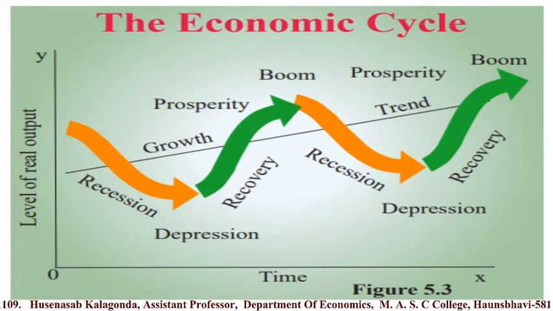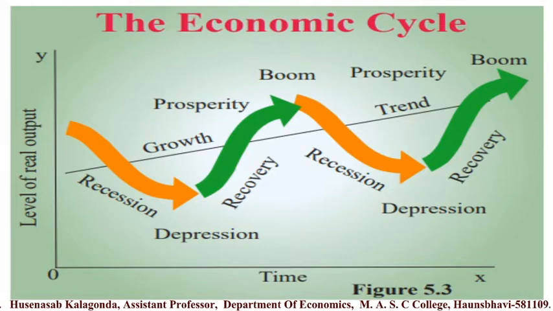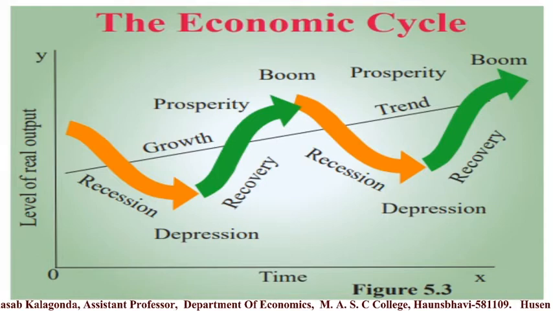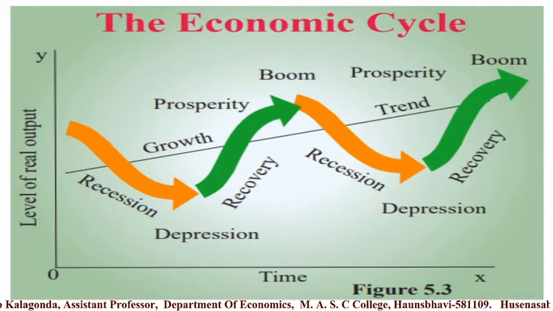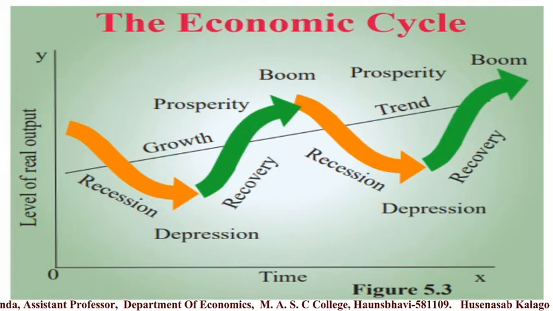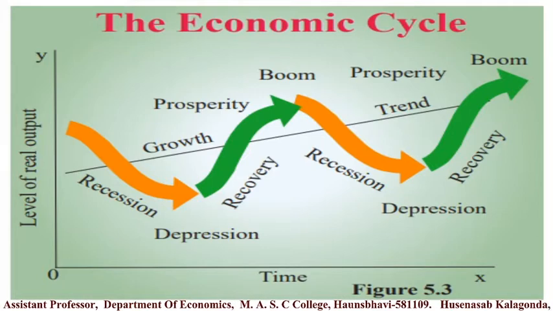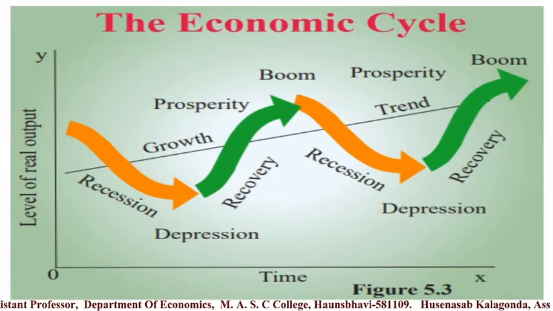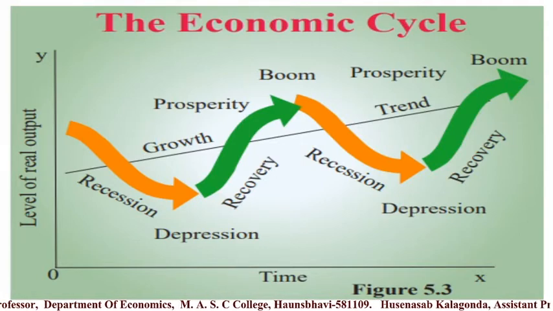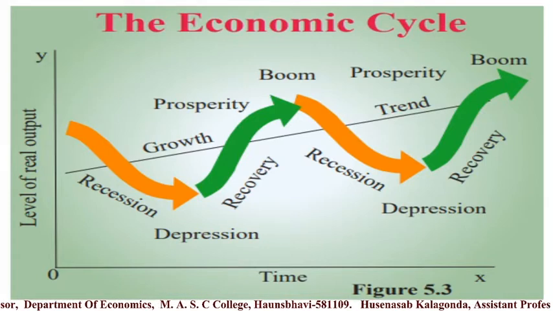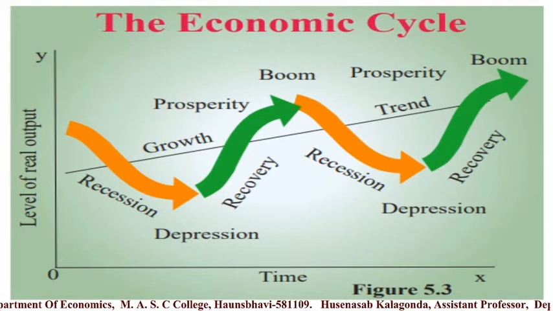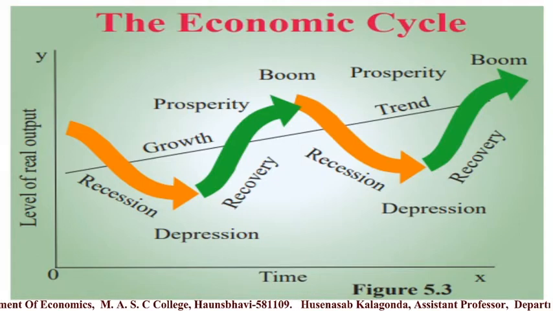Now, let us look at the features of business cycles. Business cycles occur periodically. They are synchronic. The fluctuations occur not only in the level of production, but also simultaneously in other variables such as employment, investment, consumption, rate of interest, and price level. Investment and consumption of durable consumer goods such as cars, houses, and refrigerators are affected most by the cyclical fluctuations.